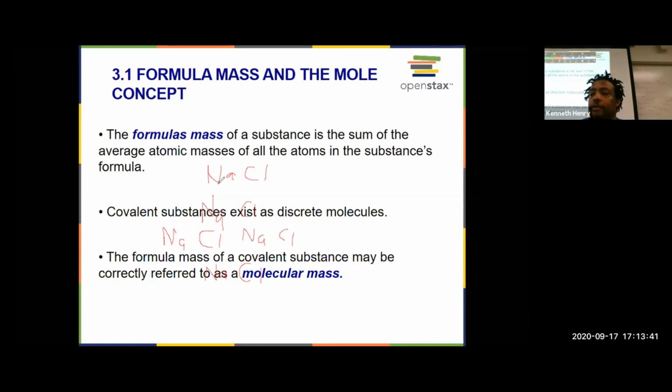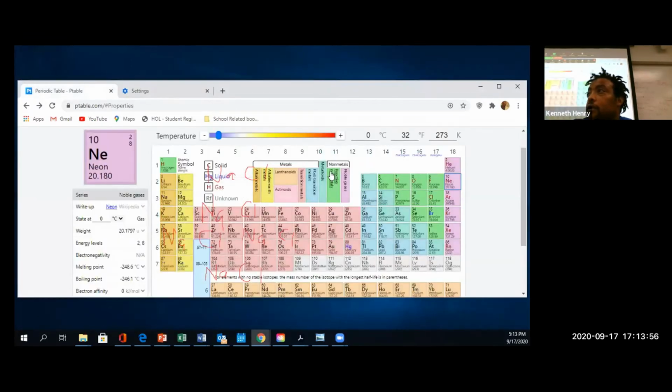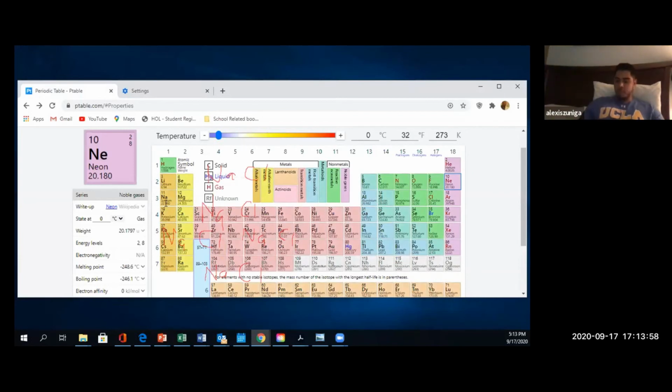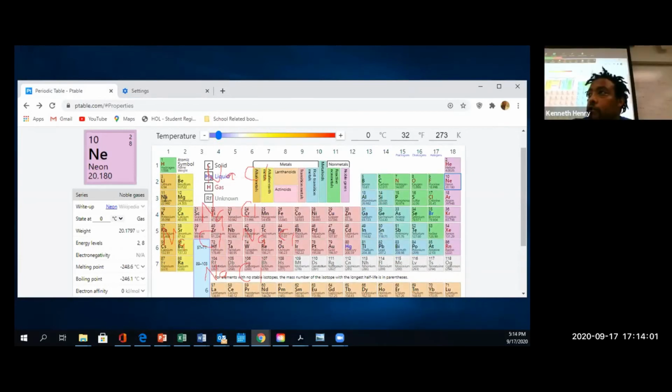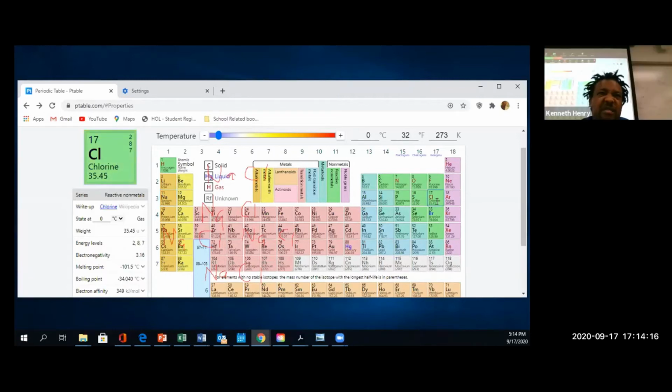Does everybody have their periodic table available? Let's see if I have mine. Sodium's 23 roughly, so 22.99, and then chloride is what? 35. Okay, so it's about 35.